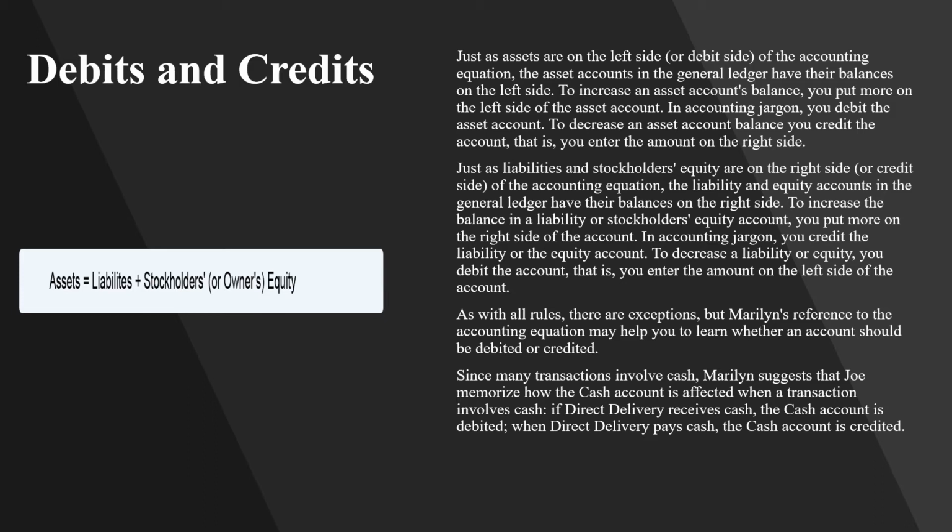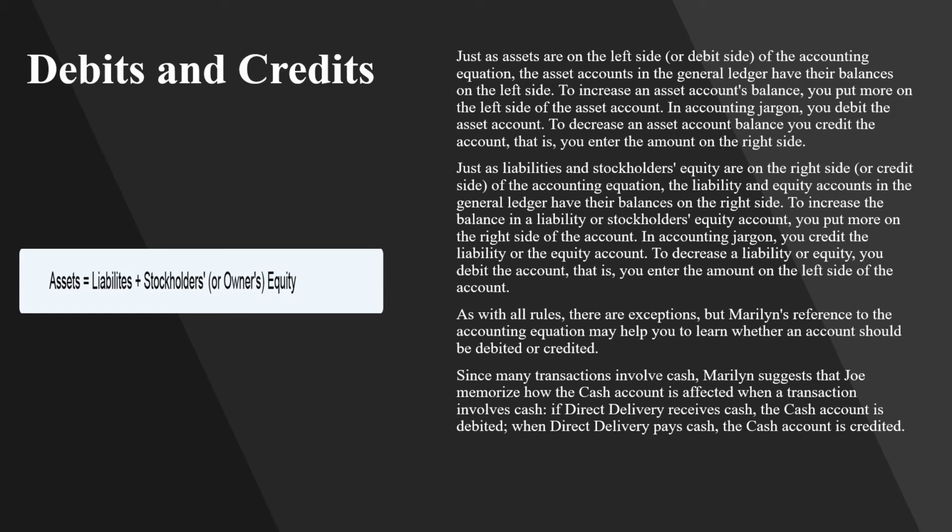Just as liabilities and stockholders' equity are on the right side, or credit side, of the accounting equation, the liability and equity accounts in the general ledger have their balances on the right side. To increase the balance in a liability or stockholders' equity account, you put more on the right side of the account. In accounting jargon, you credit the liability or the equity account. To decrease a liability or equity, you debit the account, that is, you enter the amount on the left side of the account. As with all rules, there are exceptions, but Marilyn's reference to the accounting equation may help you to learn whether an account should be debited or credited.